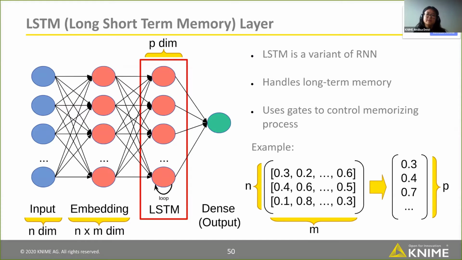For the dimension in LSTM, remember that the output from the embedding layer is a matrix of dimension n times m, which is the representation of one document. And this will be the input for LSTM. And then it will be aggregated into one vector of dimension p for each document.